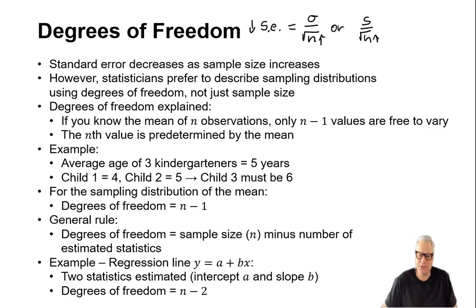Therefore, for the sampling distribution of the mean, the degrees of freedom are n-1. A general rule for the degrees of freedom is that we take the sample size and subtract from it the number of estimated statistics. When it comes to a sampling distribution of the mean, we only estimate one parameter, which is the mean. So we have n-1 degrees of freedom.